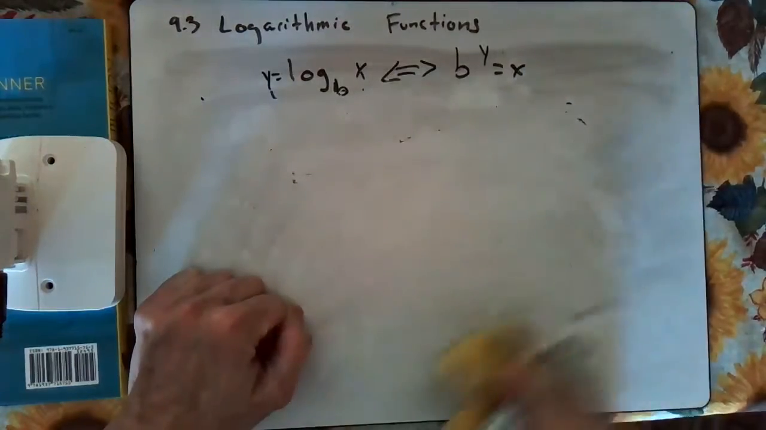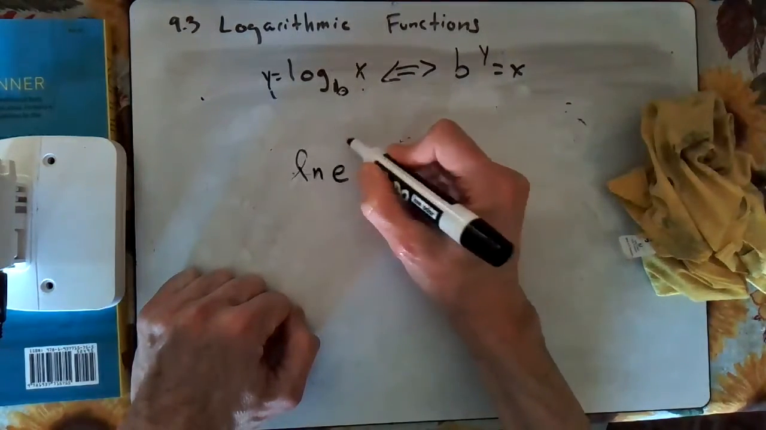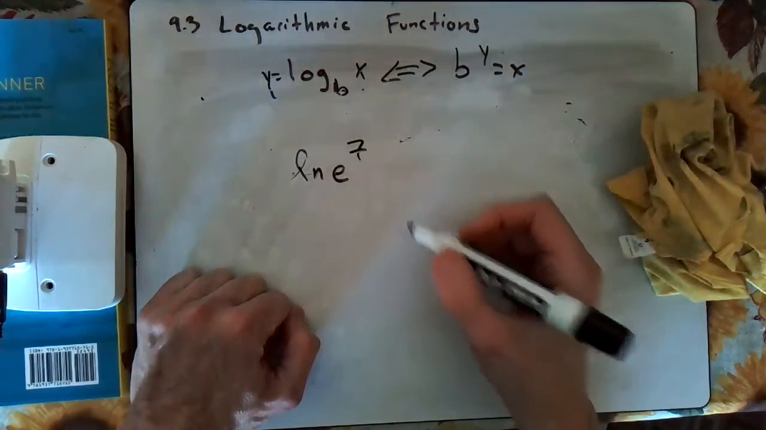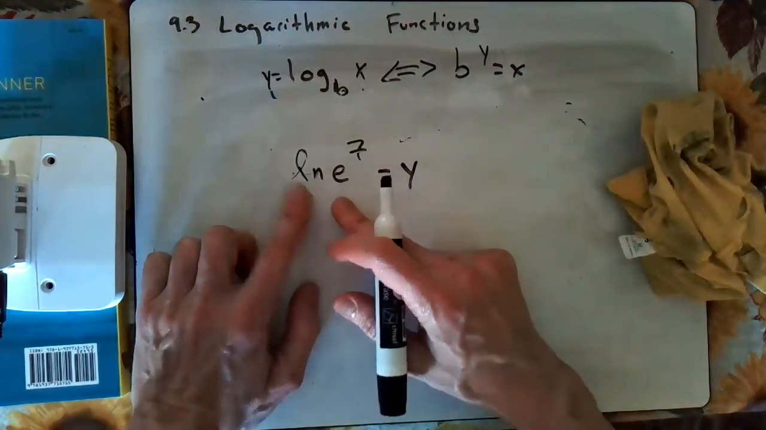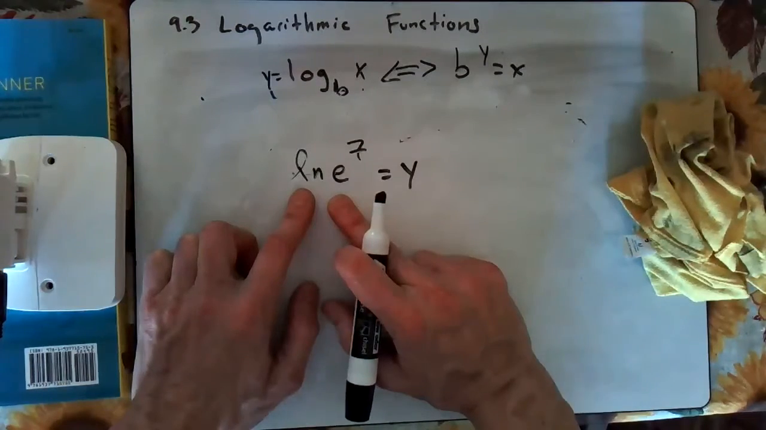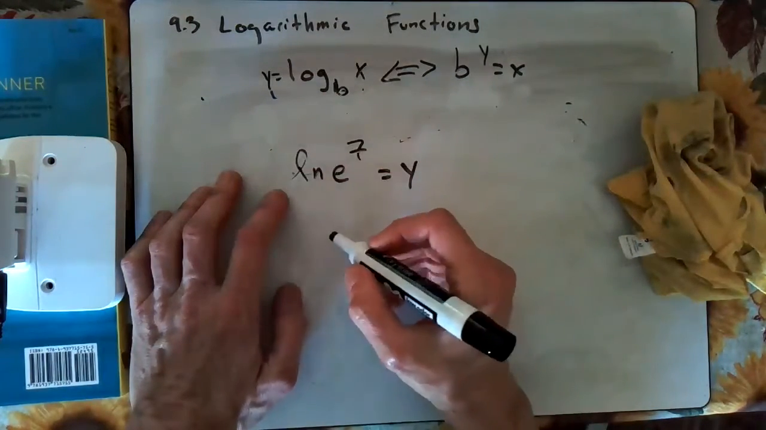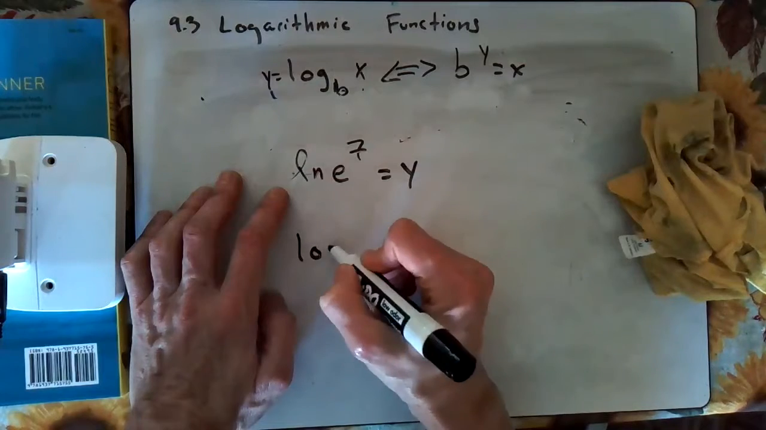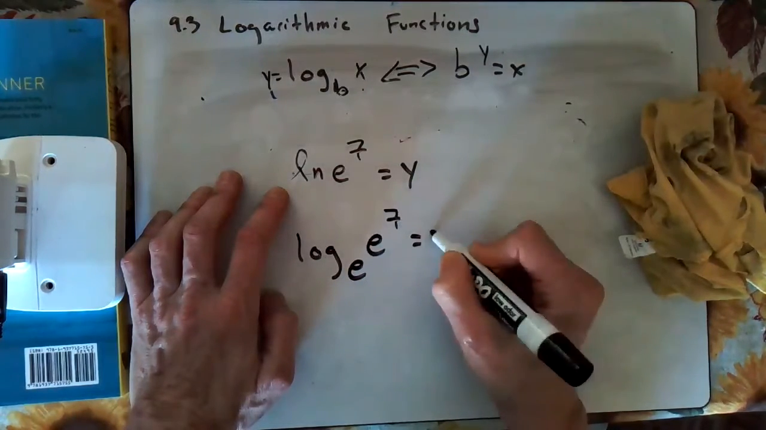What if we have natural log of e to the 7th? So again, we're going to put equals y because they don't include that. How are we going to work these natural logs? You want to convert them into a log. Remember, natural logs are logs with the base e. This becomes log base e of e to the 7th equals y.